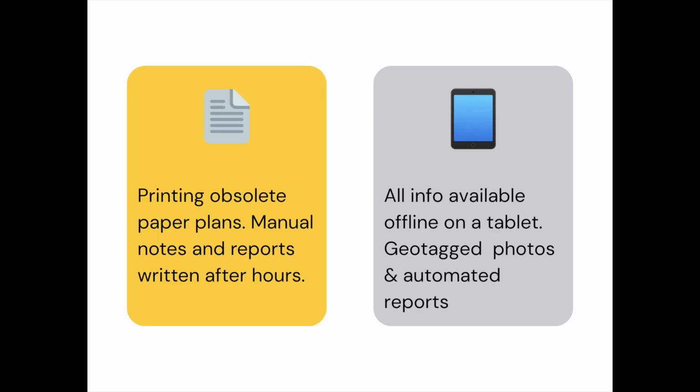Now for your field ops. The old way? Printing out stacks of paper plans that are obsolete the second they leave the printer. The new way? All the project info your team needs is right there on a tablet, and it's available offline. They can take geotagged photos, make instant data updates, and those long end-of-day reports, they're generated and synced automatically so your techs can focus on their real job, not paperwork.